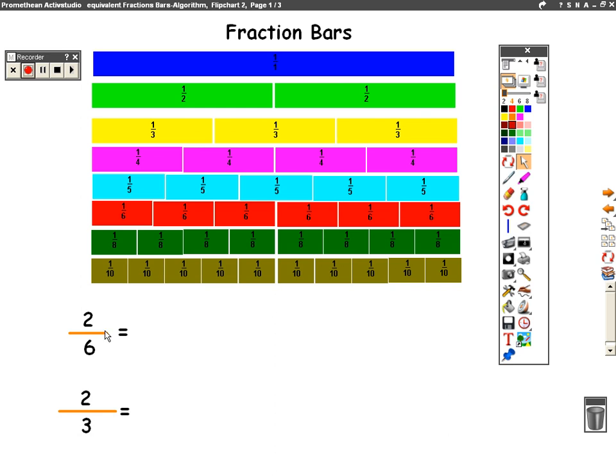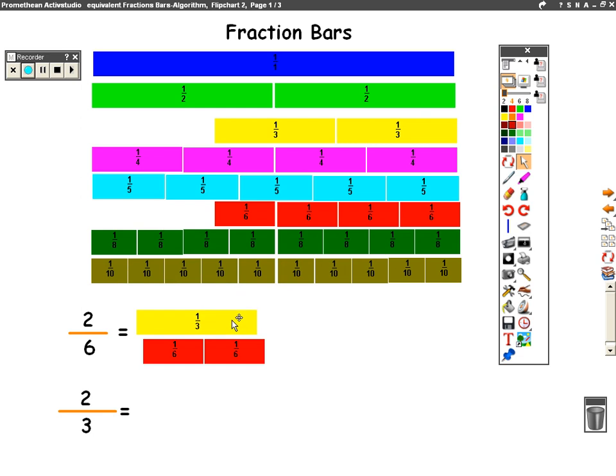So we have our fraction right here, 2/6. We look at our fractions and we see what lines up with 2/6. We look above and below. Fifths don't, thirds might, eighths don't, tenths don't. So we pull out our 2/6, 1/6, 2/6. And then we pull down our thirds, and it looks like 1/3 equals 2/6. So we're going to write that down.